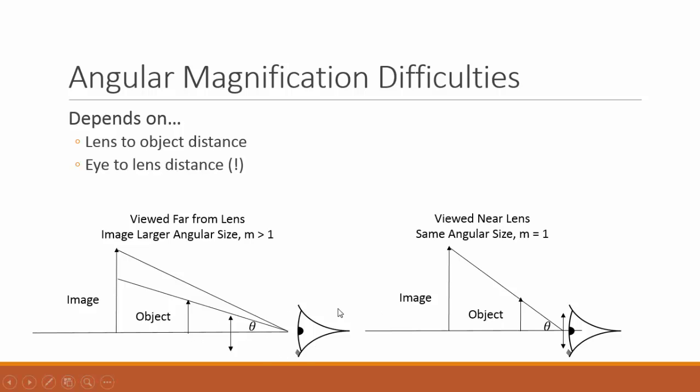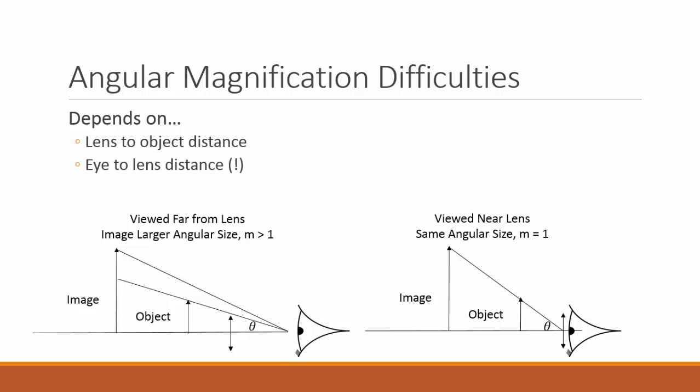If you view far from the lens, the image will have a larger angular magnification. In this case, it will be larger than 1. The image will take up a larger field fraction of your view than the object would. But if you moved your face right up against the lens, they would take up the same amount of your view. And so the angular magnification would be 1.